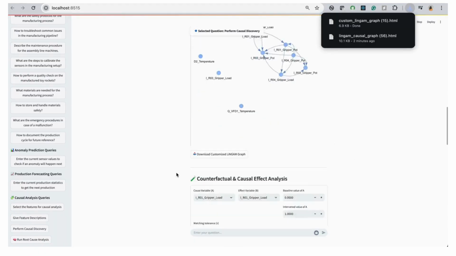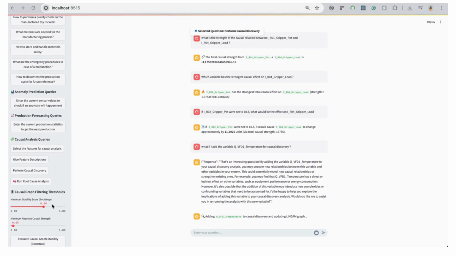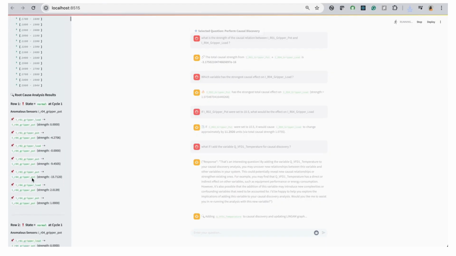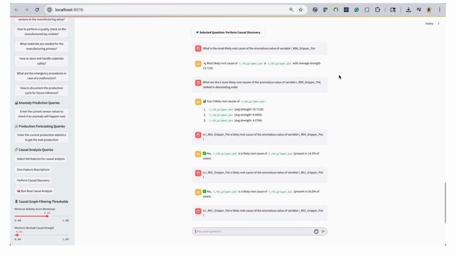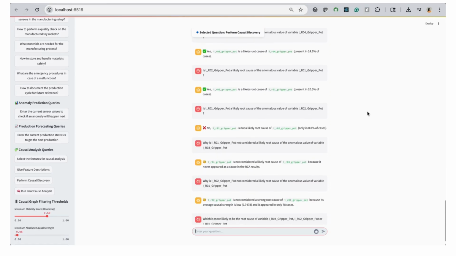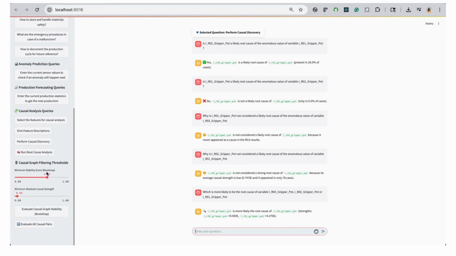Lastly, let's close the loop with root cause analysis. Suppose IR04 gripper pot shows an anomaly. SmartPilot identifies the top three most likely causes. Maybe it's IR02 gripper pot, but is IR01 gripper pot also responsible? You can compare causes, ask why one variable is more likely than another, and even challenge the system's reasoning.